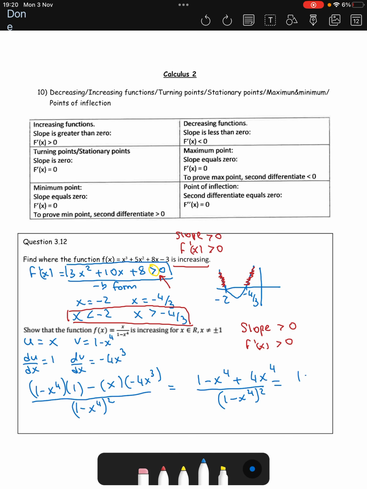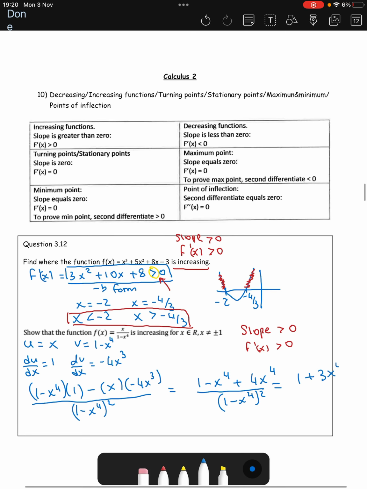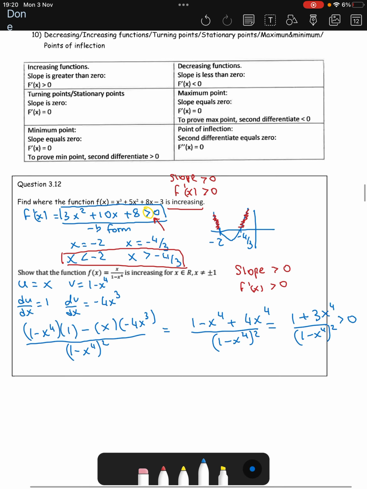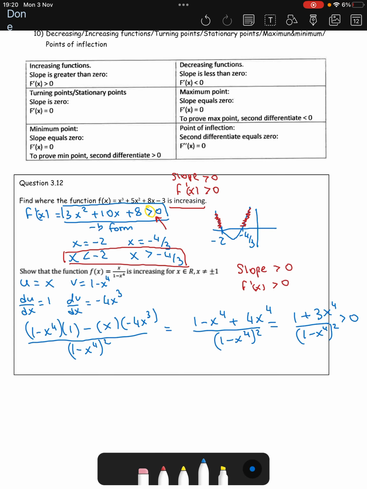Tidying it up once more, I have 1 plus 3x to the power of 4 all over 1 minus x to the power of 4 squared. And I'm trying to prove that that's always greater than 0. So if it's always greater than 0, what I can say is x to the power of 4 is greater than 0, and then anything squared is greater than 0. Therefore, I'll have a plus over a plus, which is greater than 0. And there's my answer there. So last little step, I would always say as well, therefore, it's increasing.